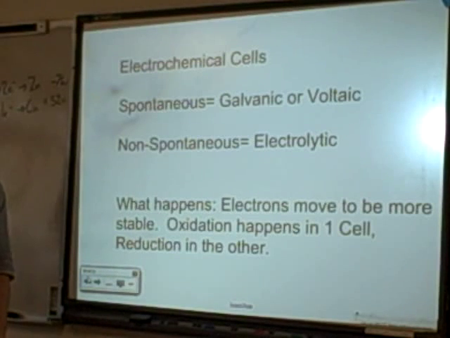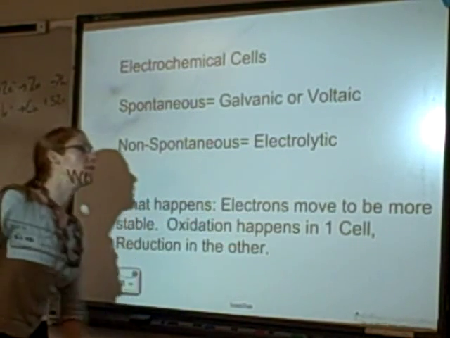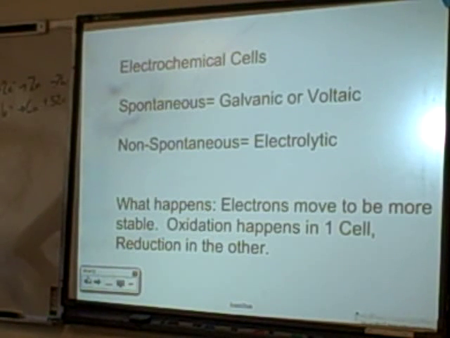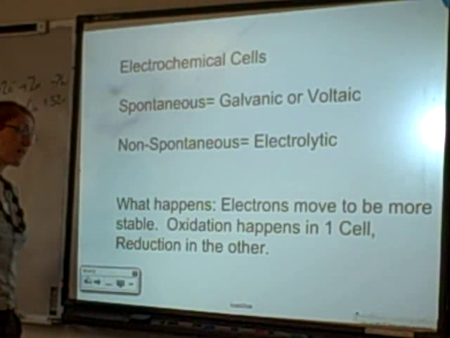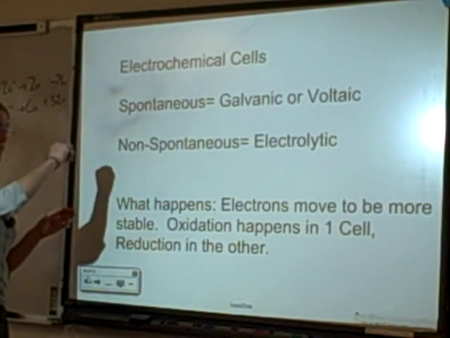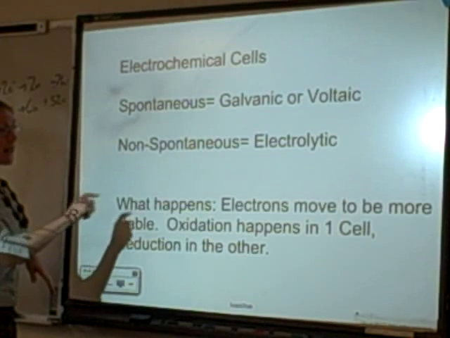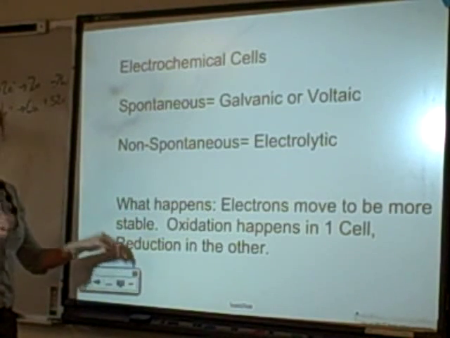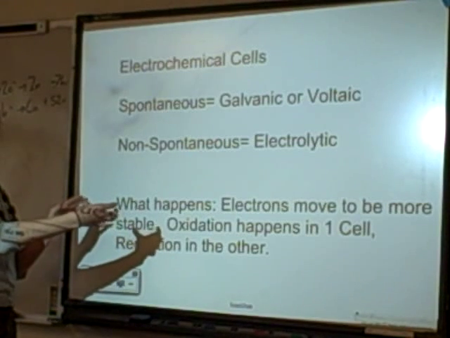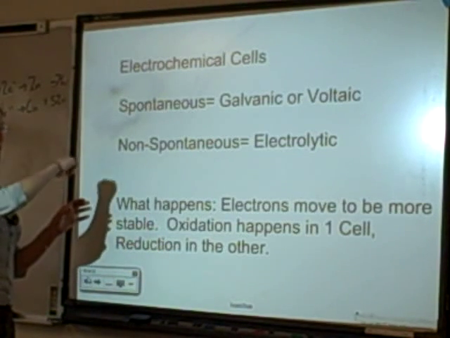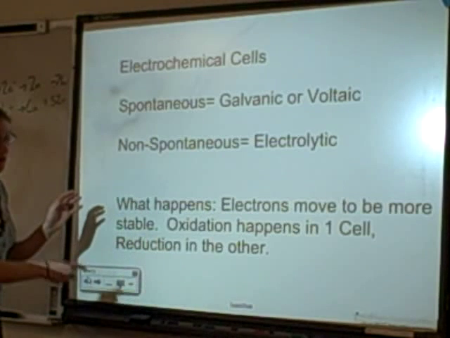Okay, so our cells are going to have positive voltage, meaning the electrons are going to move to be more stable. Our electrochemical cells will have one area that's being oxidized, so electrons are leaving that area, and they're going to another area, reducing something else in another cell that'll be connected. And since the electrons are moving from one side to another, we'll need something to complete the circuit.